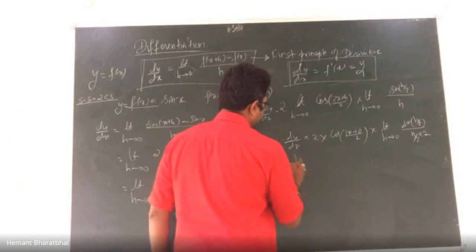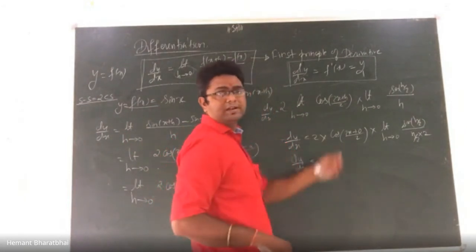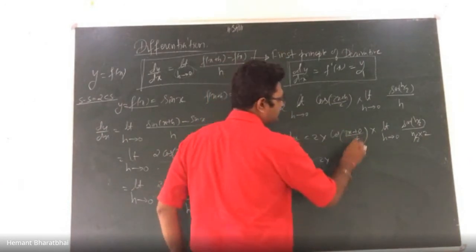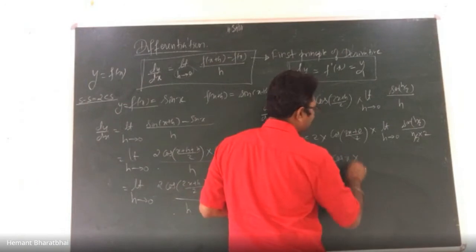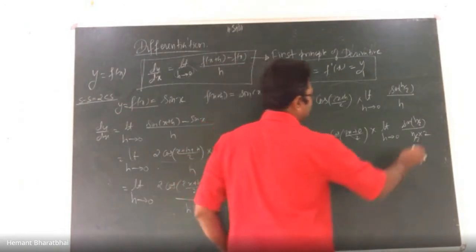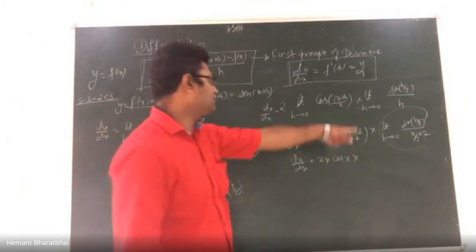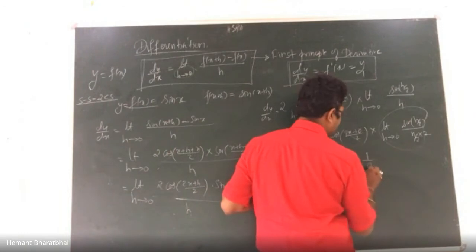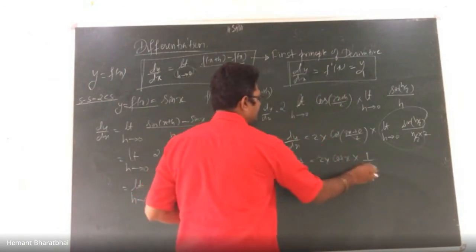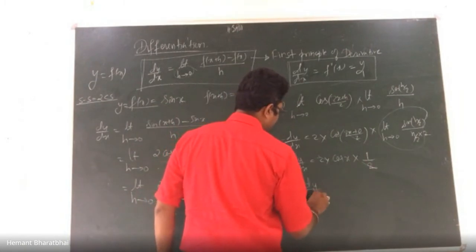So here I will get dy by dx is equal to 2 into, 2x plus 0 is 2x, and this 2 and 2 will get cancelled. So I will get cos x into this limit. We know limit of sine of x by x is 1, so this limit is 1, and this is 2 in the denominator. So this 2 and this 2 get cancelled, and therefore I will get dy by dx is equal to cos x.